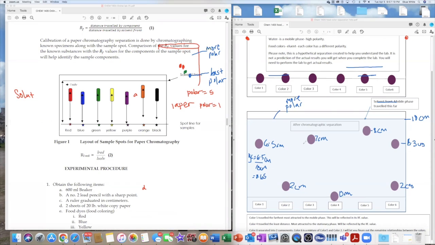0.65, okay? So I have to go through and divide all of these by 10. So imagine I'm doing that, right? This is 7 divided by 10. The RF here is 0.7. And then here, the RF 2 divided by 10. Divide each of these by 10, right?